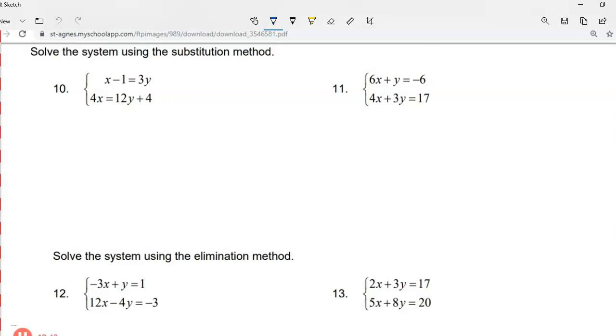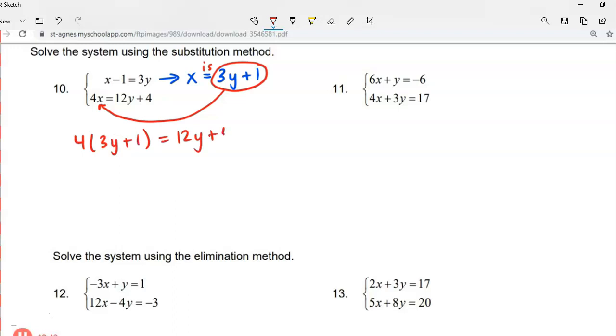So let's talk about substitution. In my mind, this guy is the one that I would just, hey, I want to get x by itself because I have a 1x right here. So I'm going to just say x is equal to 3y plus 1. Pretty easy, okay? I'm going to take another color. And when I say substitution, I like to put the word is: x is the same as 3y plus 1. So if x is equal to 3y plus 1, that means in this second equation, I should be able to substitute for that x a 3y plus 1, set it equal to 12y plus 4, and then guess what? Everything is in terms of y. I can solve for y.